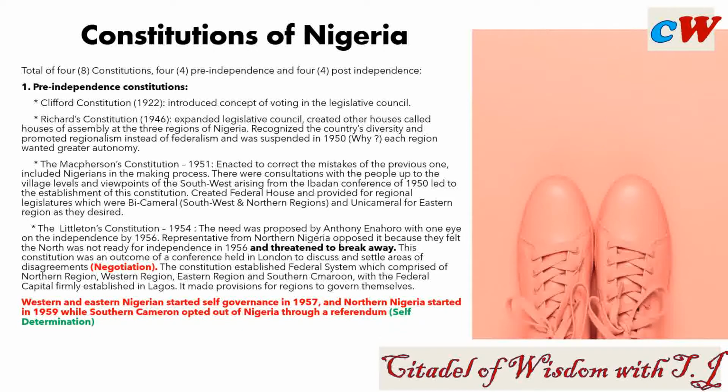Meanwhile, the people of Southern Cameroons decided that they did not want to be part of Nigeria any longer, so they opted out. They opted out of Nigeria, and that was done through a referendum in 1957. So that's self-determination.